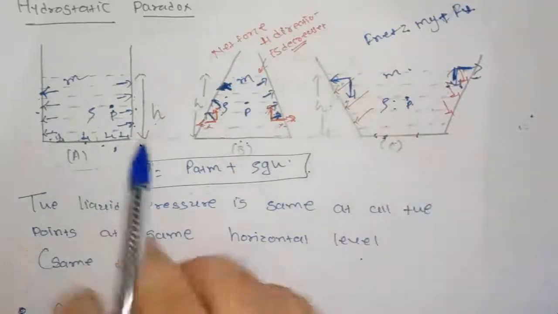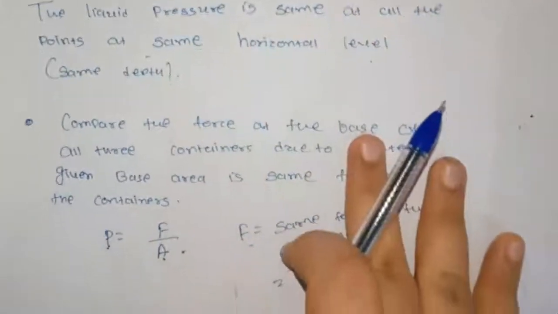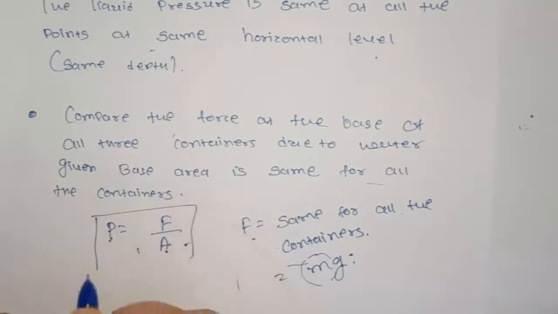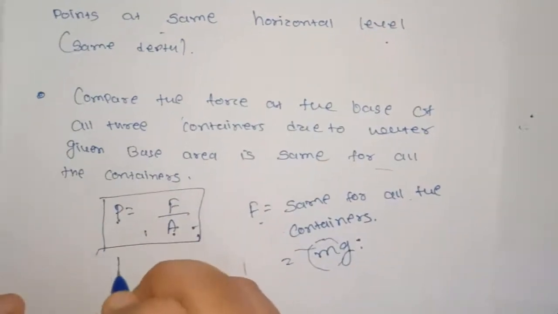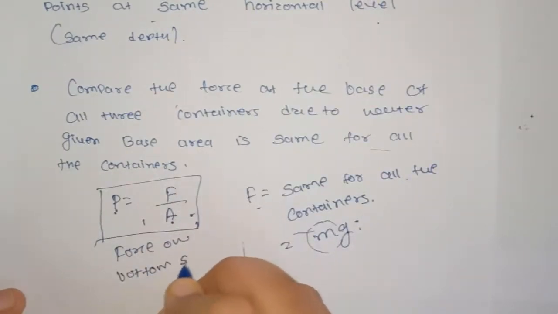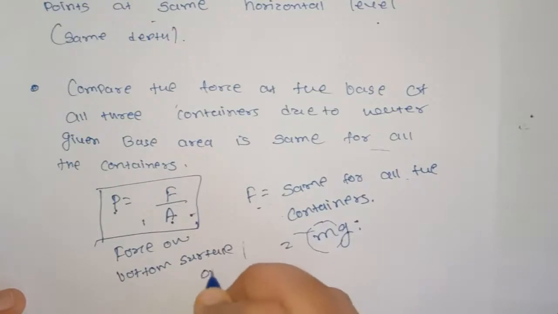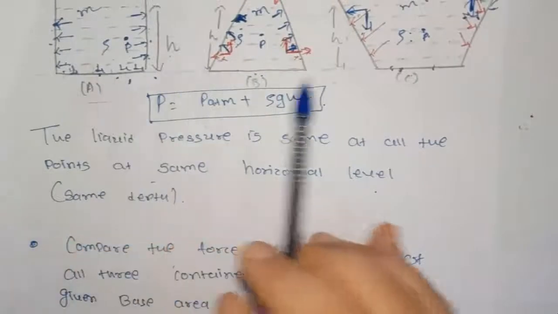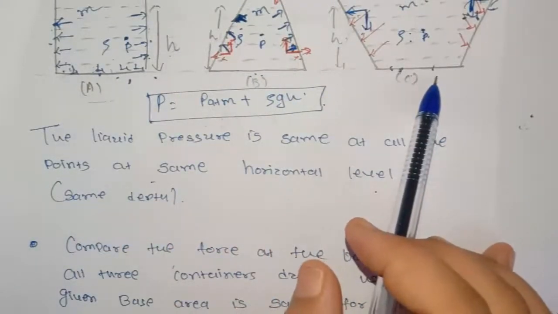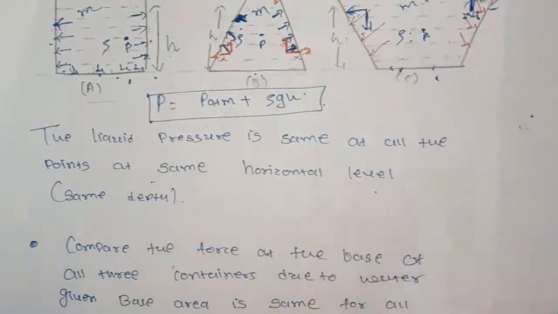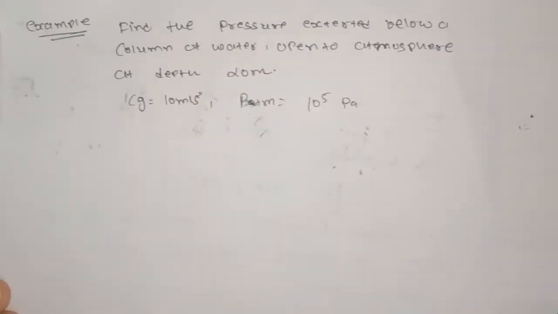So whenever we are finding the force with this formula, we are just considering the force on the bottom surface only. So our hydrostatic paradox is correct, that pressure at all the points remains the same, but the force will not be the same. The force will depend on the shape of the container. Now let us see one example based on that.